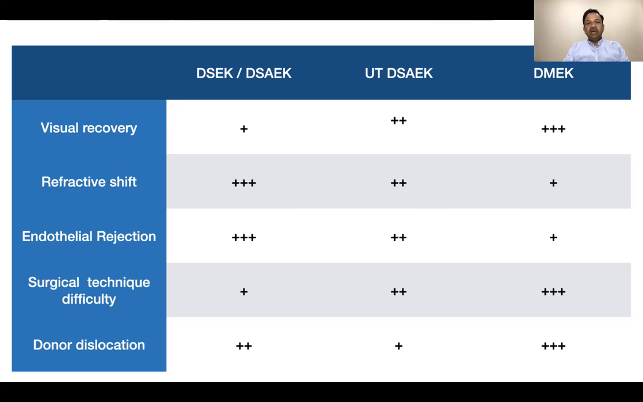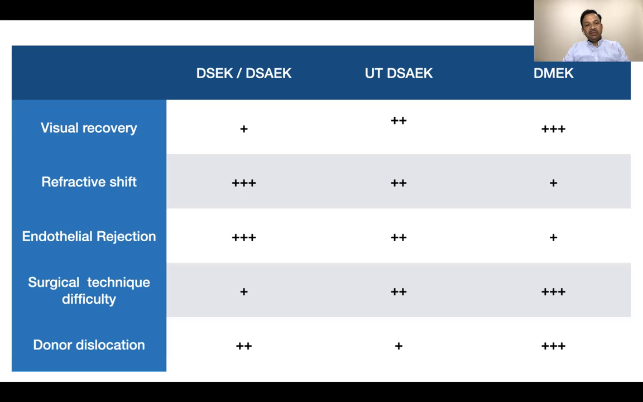So if you were to compare DSEK, ultra-thin DSEK, and DMEK, the visual recovery is the best with DMEK. It has the fastest recovery. Ultra-thin DSEK is between DSEK and DMEK. If you look at the hyperopic refractive shift, you get the maximum shift with DSEK because the graft is the thickest here. Ultra-thin DSEK induces a lower refractive shift, and you get the minimal refractive shift with DMEK. Endothelial rejection rates with DMEK are in the range of less than 2%. Ultra-thin DSEK also has a pretty low endothelial rejection risk, whereas DSEK has somewhere around 10%.